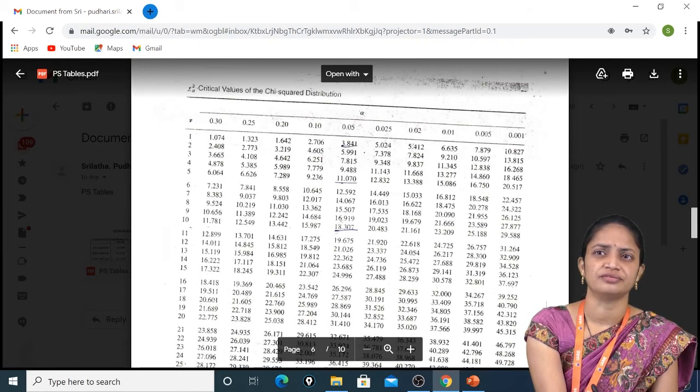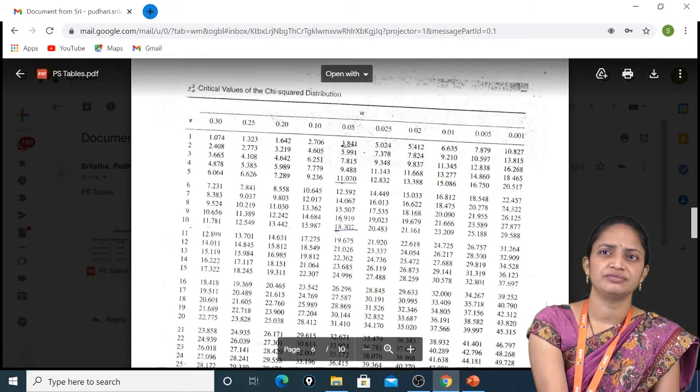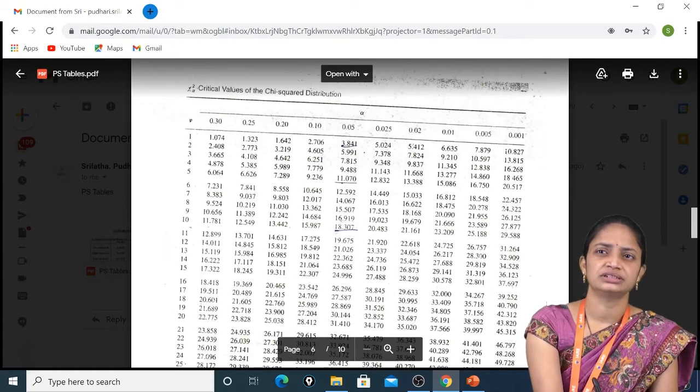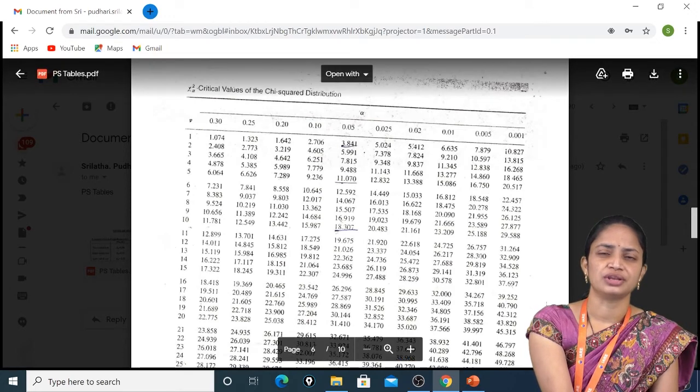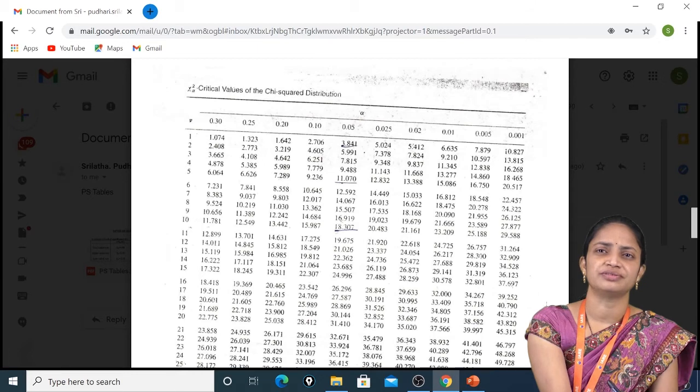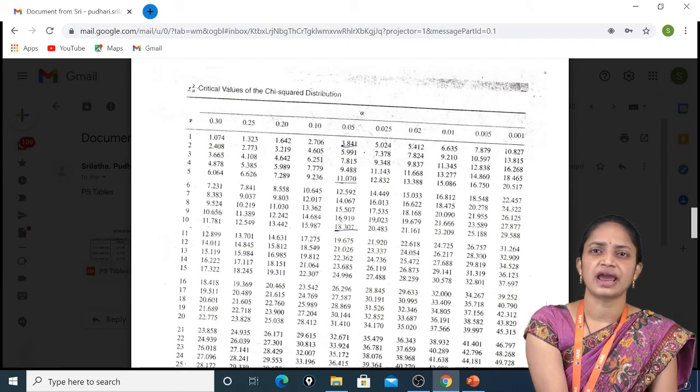In this we have alpha values. These are all alpha values, but here we need the alpha value 0.05. This is our 0.05 column, which we need to choose. Next, coming to the nu value, nu equal to n-1 degrees of freedom. 10-1 degrees of freedom means that is 9. So at 9 degrees of freedom.